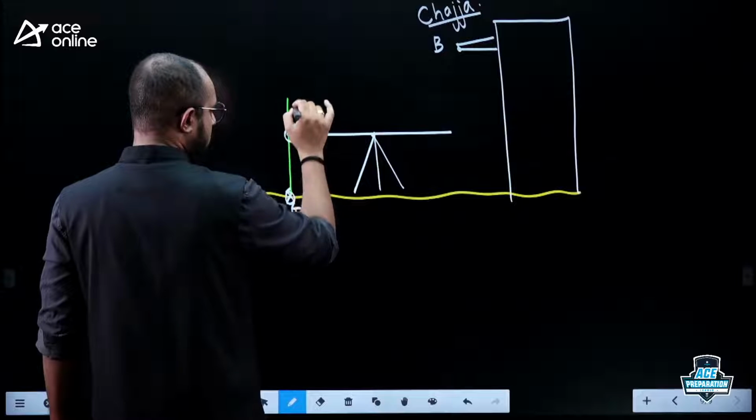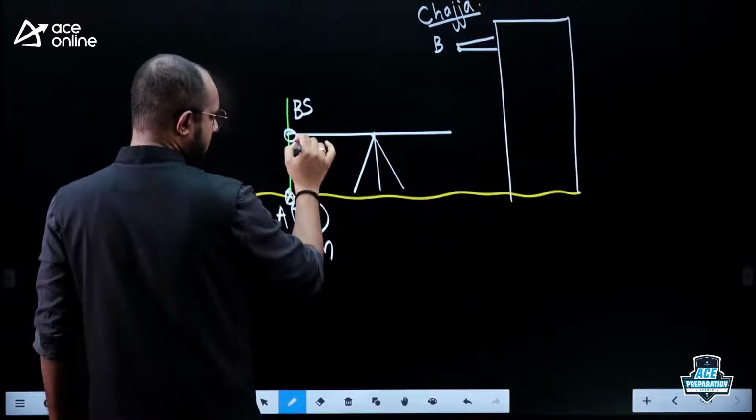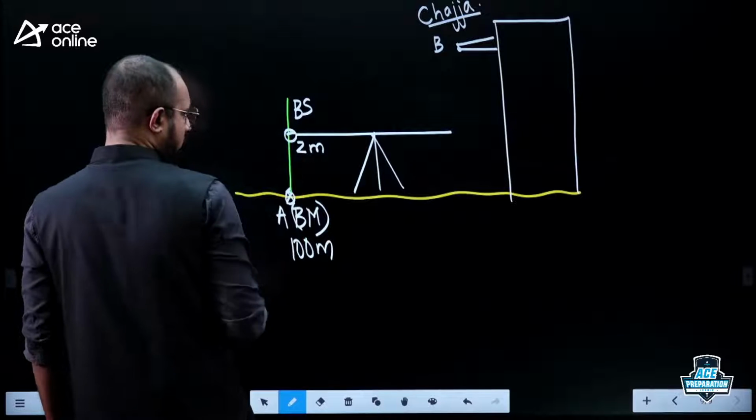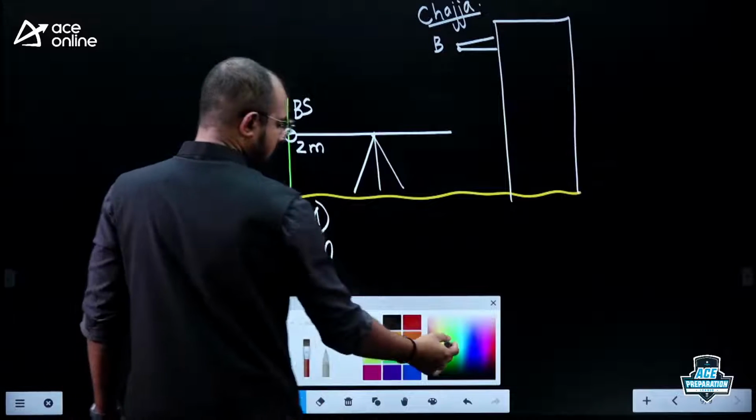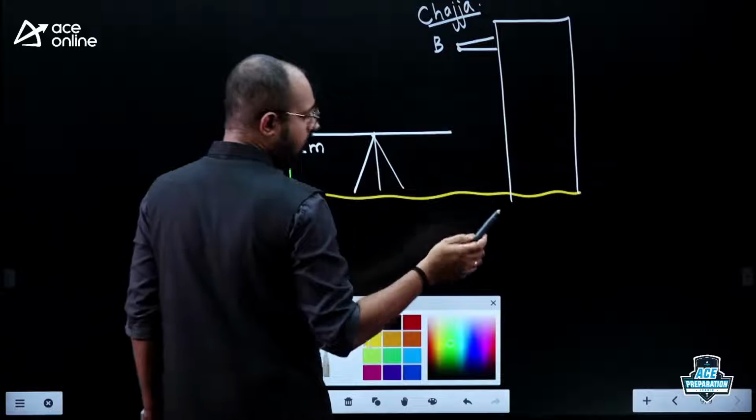This reading here will be known as what? Backside reading, because it's a staff reading upon a point of known elevation. I'll call that particular reading as, say, something like 2 meters. Now, to find the reduced level of this point, what will I do?